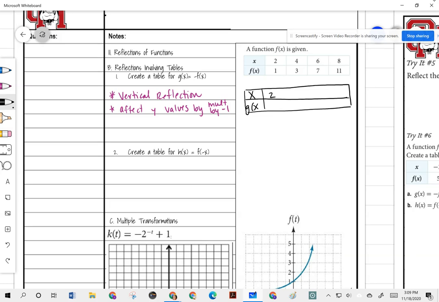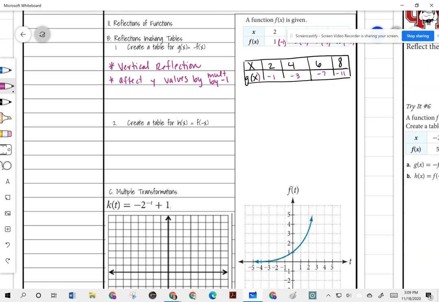So my x's are going to stay the same. And then, of course, my g of x, all the y values are going to be multiplied by -1. So it's going to give me -1, -3, -7, and -11.